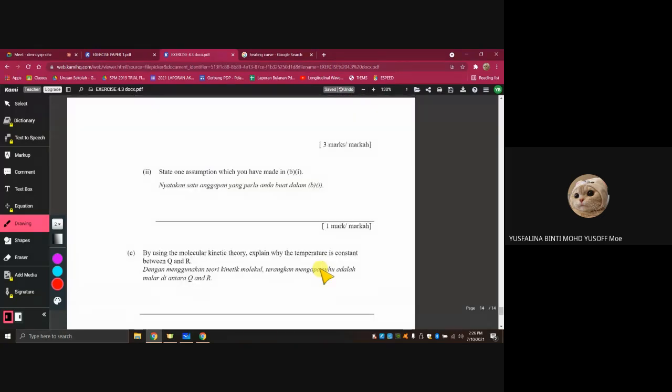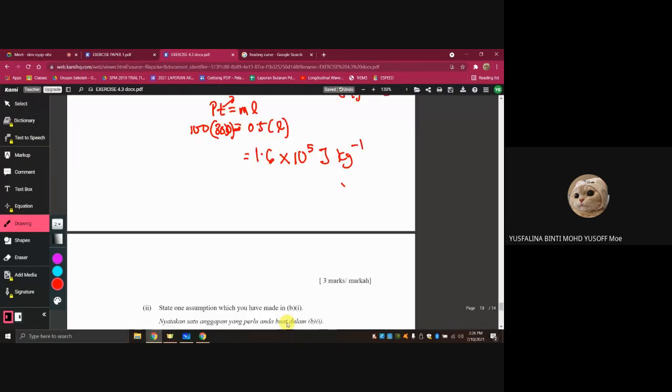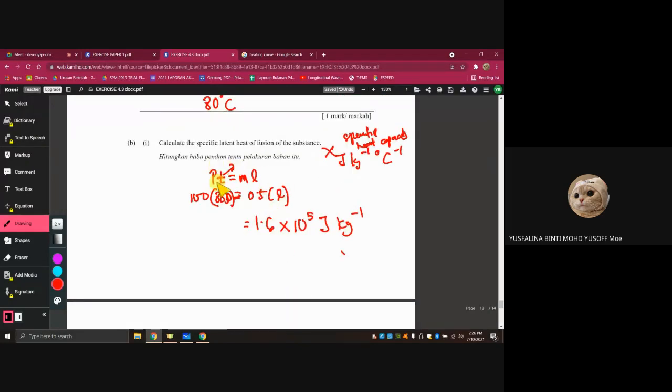And state one assumption. This one most of you got wrong. Remember I told you, if they ask you what is the assumption that you made, you have to look back at your equation. So your equation is what? You assume that the electrical energy is equal to the heat energy. That's why you get this equation. You assume that electrical energy is the same as the heat energy. So what is your assumption?